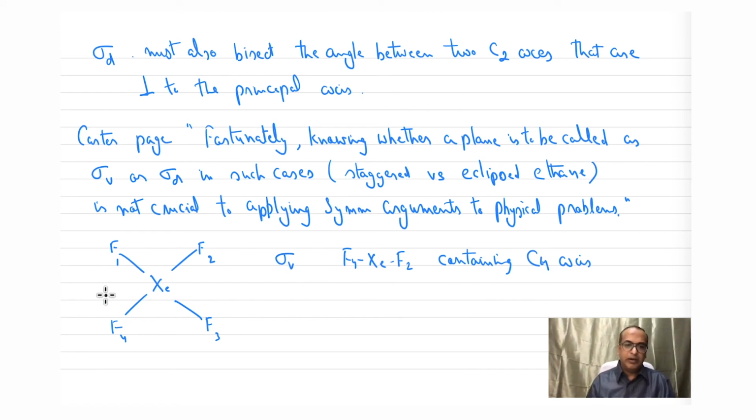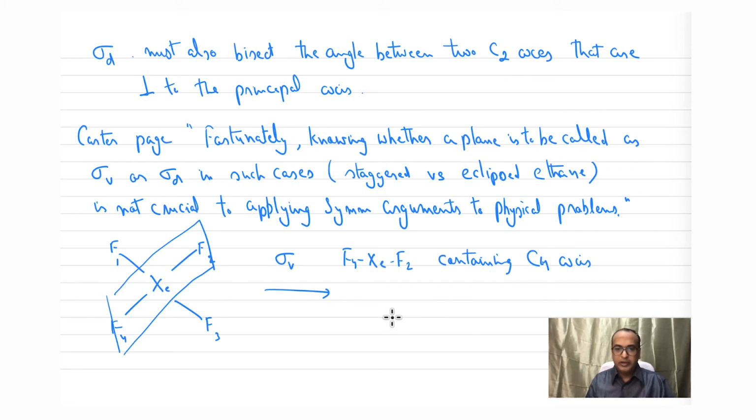So basically a plane which is containing the C4 axis will be perpendicular to the plane of the board and will be passing through F4, Xe, and F2. A symmetry operation along this plane will be reflecting F1 and F3, right? These three atoms would not change their positions. Okay, let's do the sigma operation.